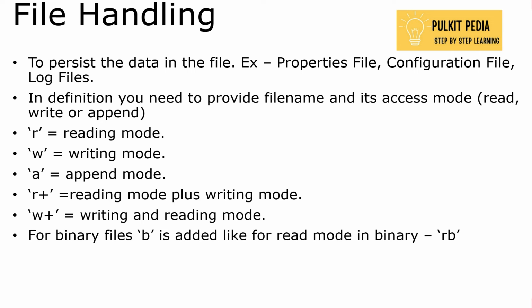In Python you can give it this way. R represents reading mode, so you open a file for reading. W represents writing mode, so you open a file for writing. If some data exists, it will erase it and write it as a new file. A is append mode, which adds the data at the end of the file. R plus mode opens a file for reading plus writing, so you can do both operations. Same for W plus, which is writing and reading mode.